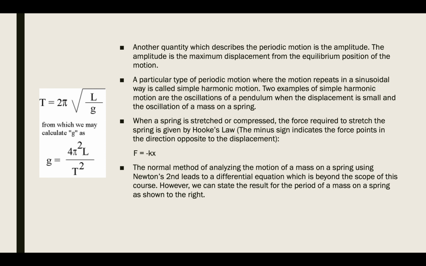A particular type of periodic motion, where the motion repeats in a sinusoidal way, is called simple harmonic motion, which is basically what we're going to examine today. So the example that we're examining is the oscillations of a pendulum when the displacement is small, and the oscillation of a mass on a spring.